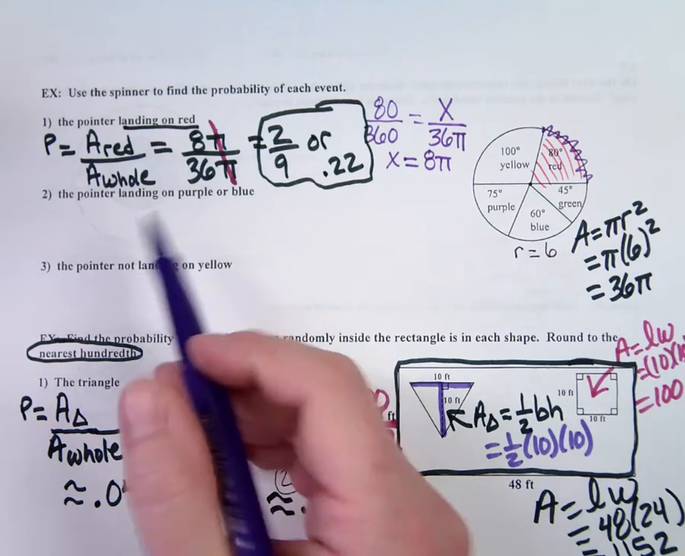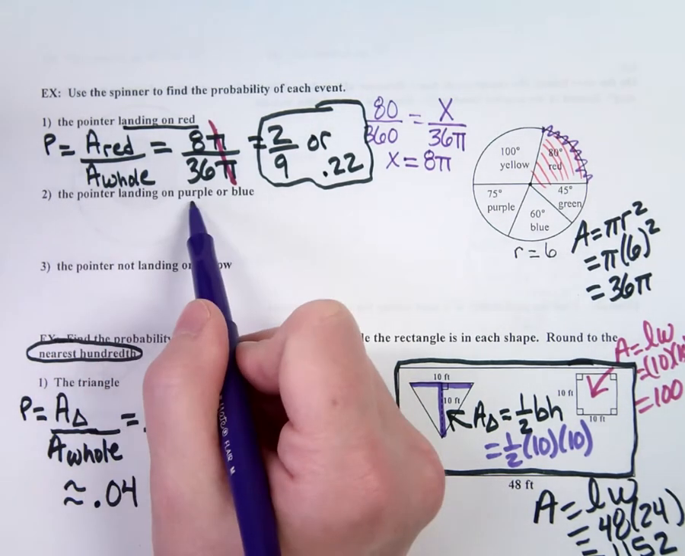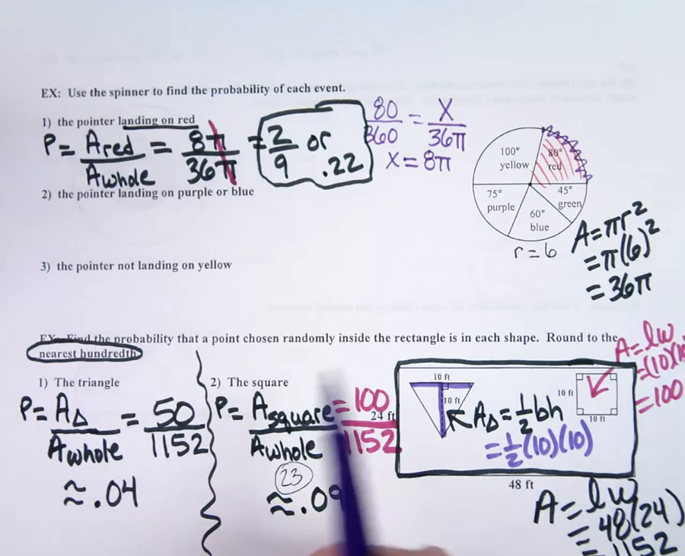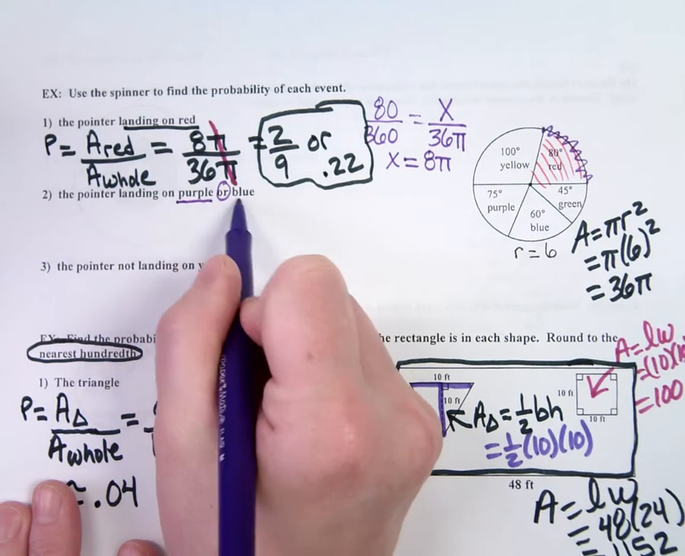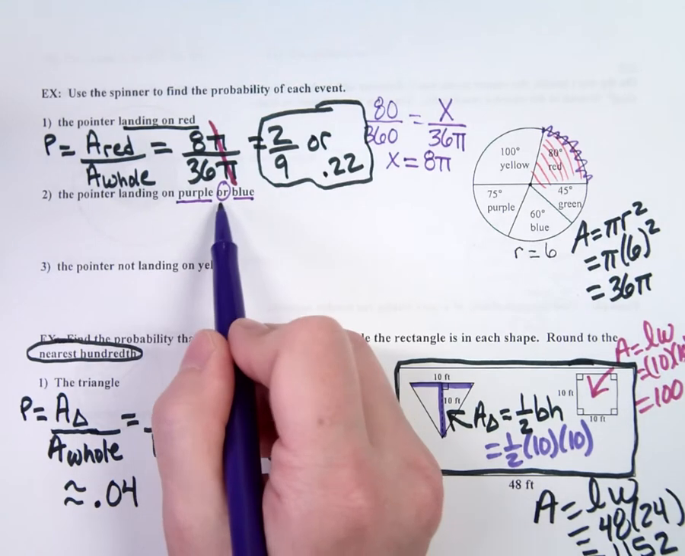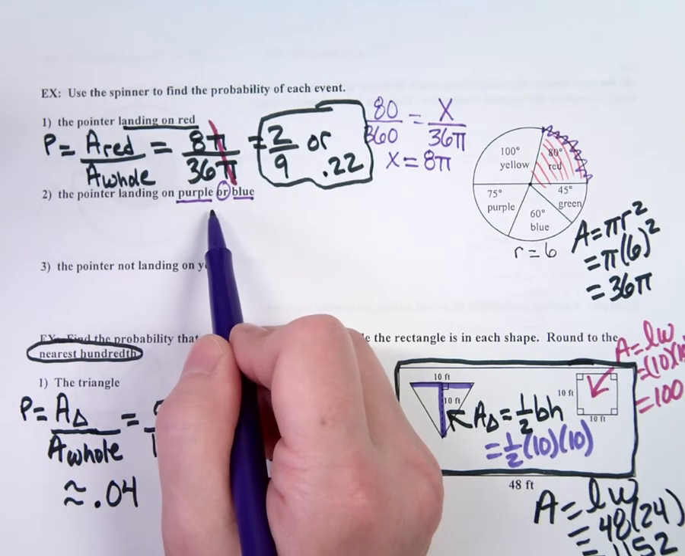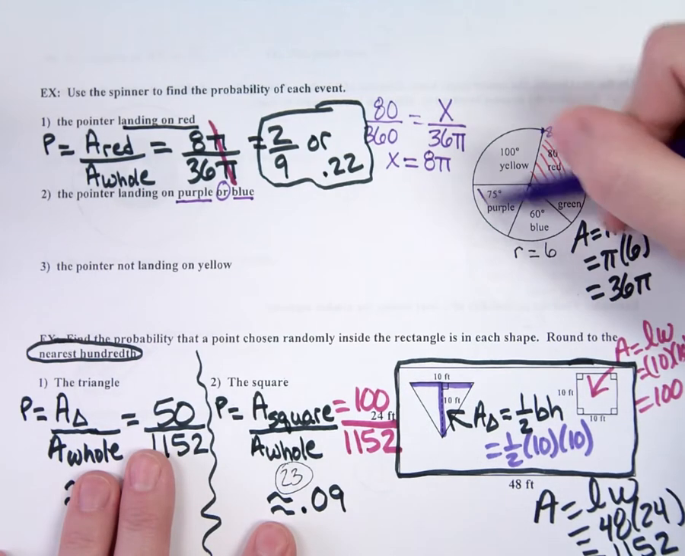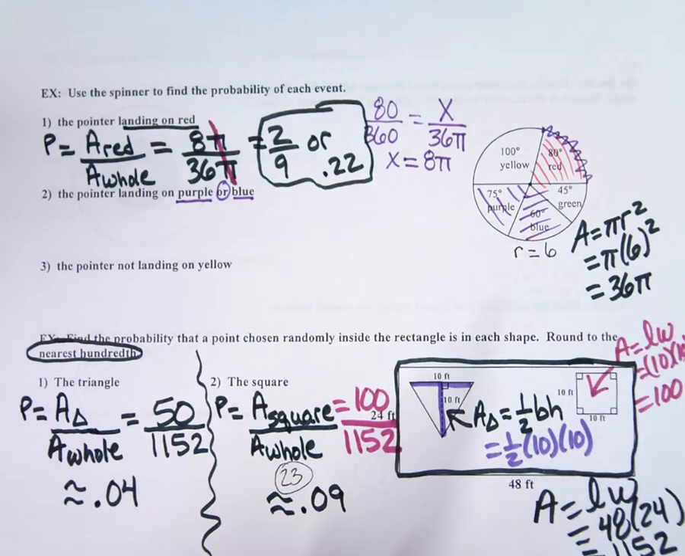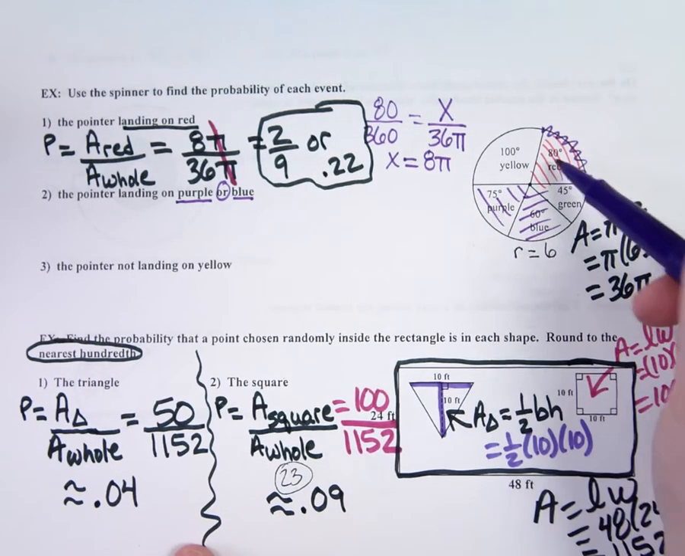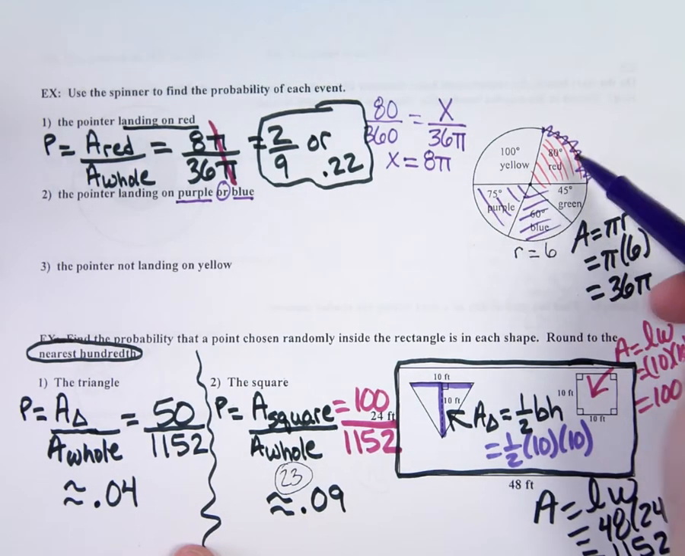Number 2 wants the probability that the pointer lands on purple or blue. And I like the dart thing. So I want my dart to land in the purple section or the blue section. Do you remember what I kept saying about the word or earlier? I said it a couple times. It means to add. So I'm going to add the purple to the blue. And it doesn't matter that they're next to each other. They could have been here and here. I could still add them.